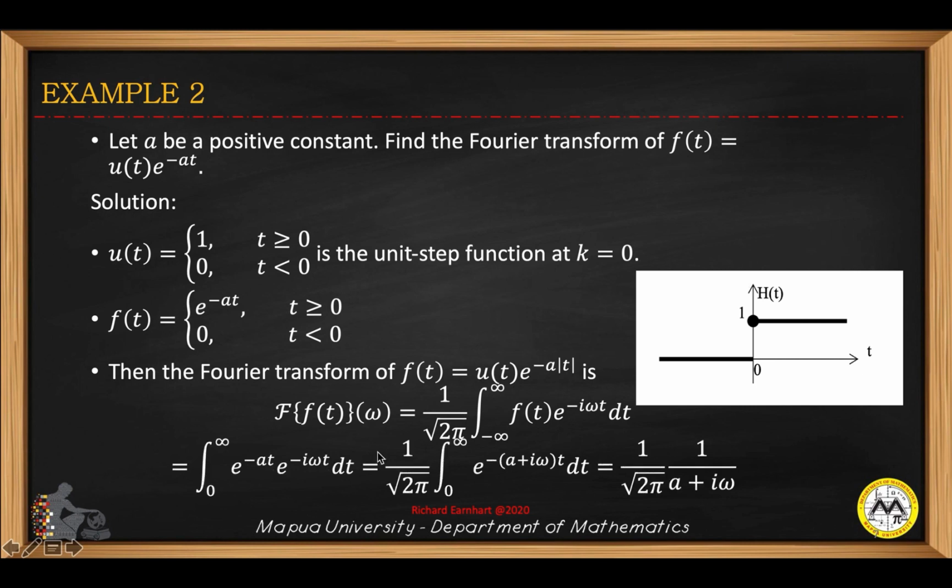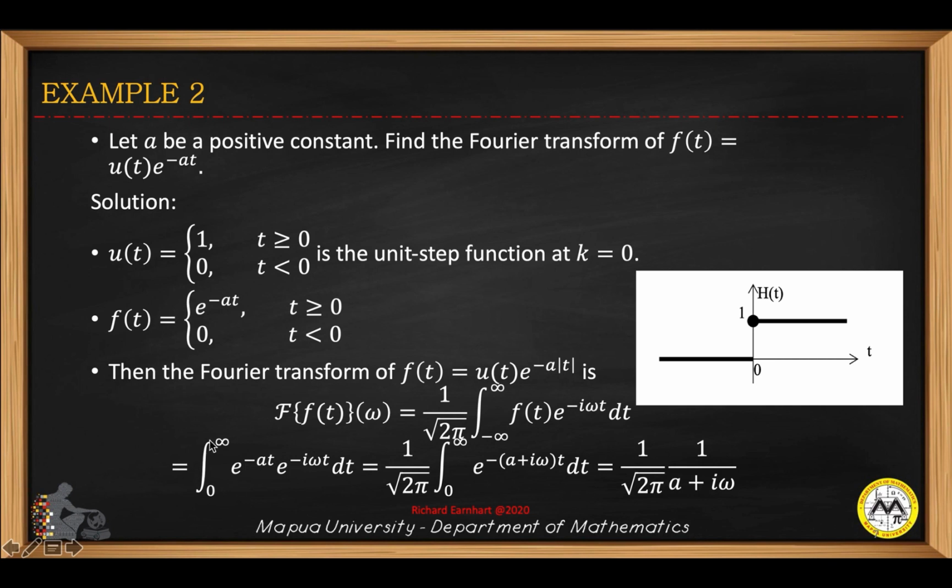So we substitute, integrating from 0 to infinity. We just consider only t greater than or equal to 0 because your f of t is 0 for t less than 0. So we just integrate from 0 to positive infinity.